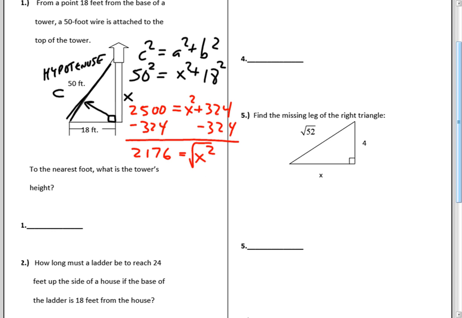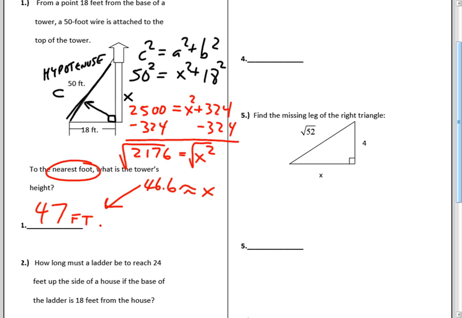Square root. I needed it to the nearest foot. Some of you were doing simplified radical form. I didn't want any radicals. I wanted you to round it to the nearest foot. You got something like 46.6, but to the nearest foot, that is 47 feet.